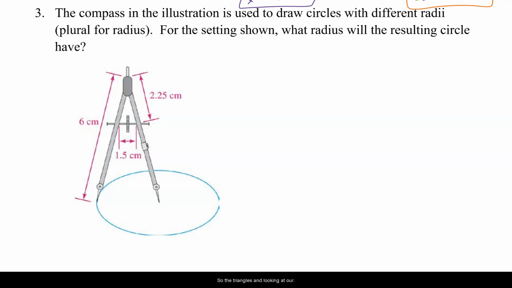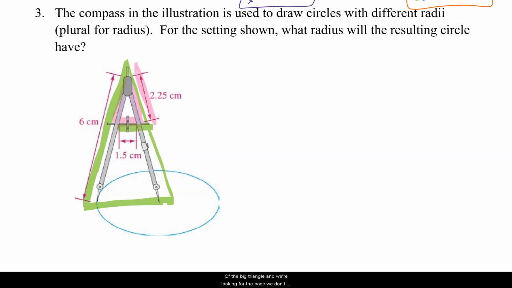So the triangles I'm looking at are the big one made by the compass, and I am exaggerating just a little bit there. I am exaggerating that triangle a little bit. And then the smaller triangle made from the inner part of the compass. We know one side of the small triangle and we know the base. We also know the long side of the big triangle, and we're looking for the base. We don't know what that should be.